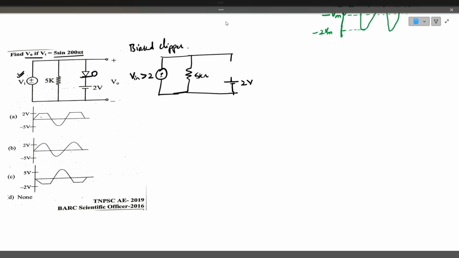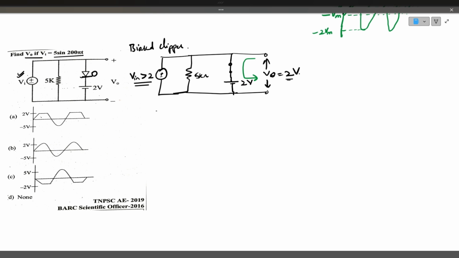So you replace the diode with a short circuit. What will be the output voltage in this case? The output voltage is equal to 2 volts. If you apply KVL, the output voltage is 2 volts. So as long as the input voltage is greater than 2 volts, the output voltage will remain at 2 volts.